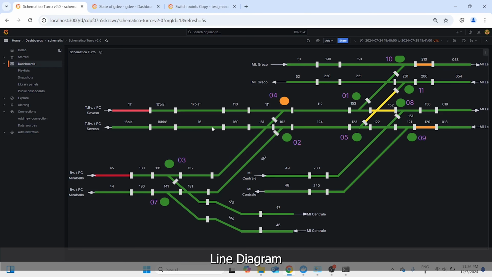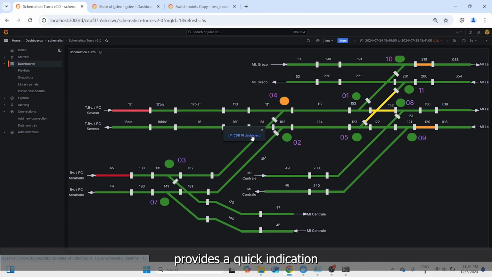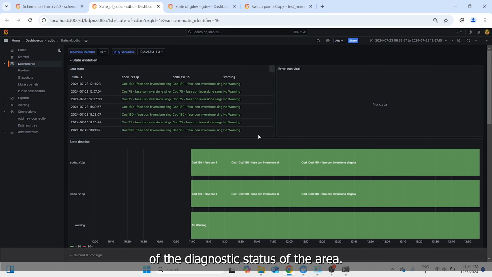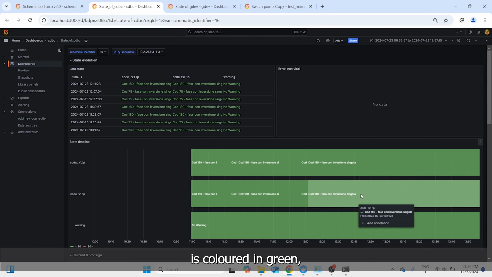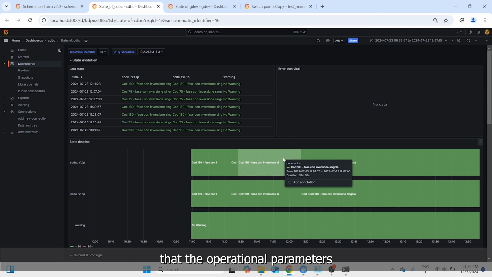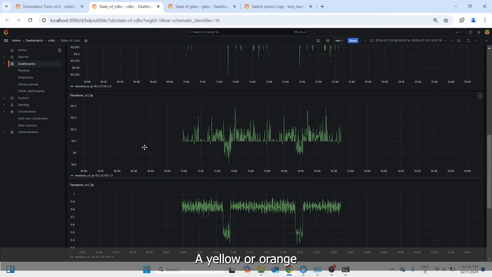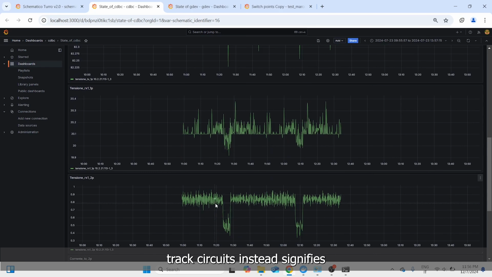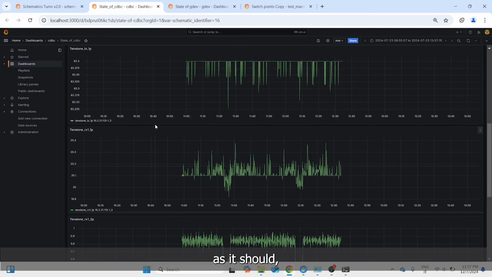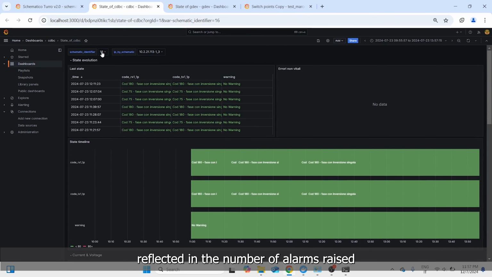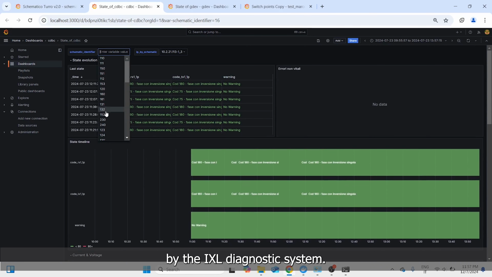The diagnostic track line diagram provides a quick indication of the diagnostic status of the area. If a track circuit is colored in green, that means that the operational parameters collected do not show any anomalous trend. A yellow or orange track circuit instead signifies that something is not performing as it should, and this is also reflected in the number of alarms raised by the interlocking diagnostic system.